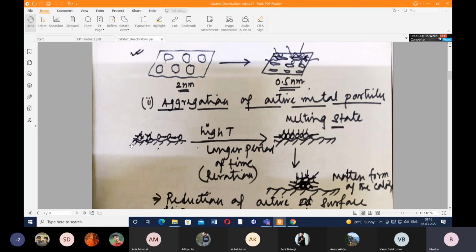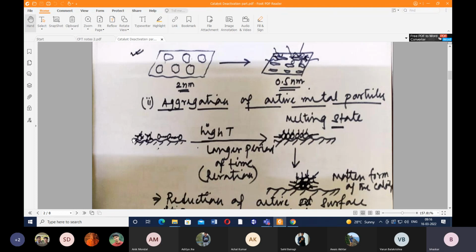Let's assume this is the pictorial representation of a supported catalyst. I have already talked about these things, and you have seen this image before, right? This is a pictorial representation of a support material, and on its surface we have a uniform and homogeneous distribution of the active metals. These spheres are the active metals. Remember, we are carrying out the reaction at high temperature for a longer period of time.